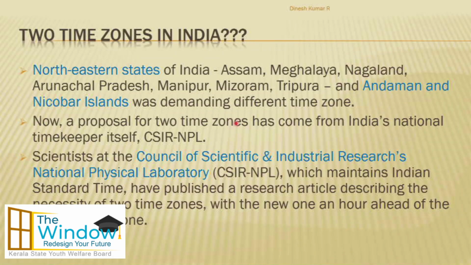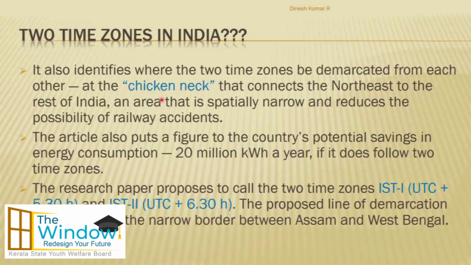So we have already discussed two time zones in India. Who proposed this now? Recently, the Council of Scientific and Industrial Research's National Physical Laboratory, that is CSIR's National Physical Laboratory, has recommended having two time zones in India, and they are the national timekeeper. That's why it is in the news. Now they have explained it further. They didn't simply say that we require two different time zones. No, they have worked out a plan.